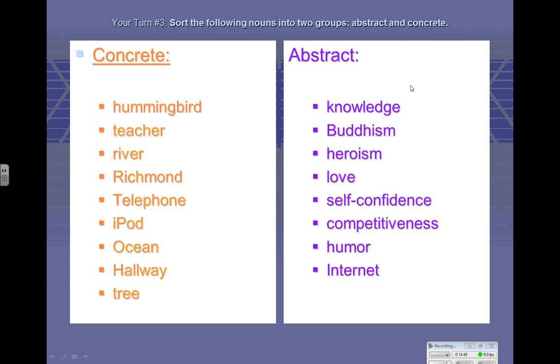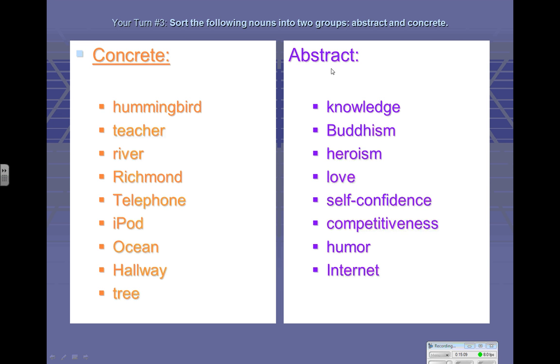Let's look at our abstract ones and see if we did better there. Abstract, knowledge. You can see someone who has a great deal of knowledge, but you can't actually see their knowledge. It's not like they carry it around on their head or in a backpack. It doesn't physically exist. There's our Buddhism example, which you should have got since we just reviewed it.